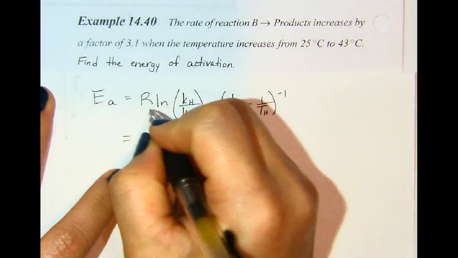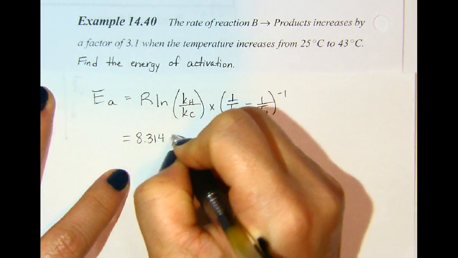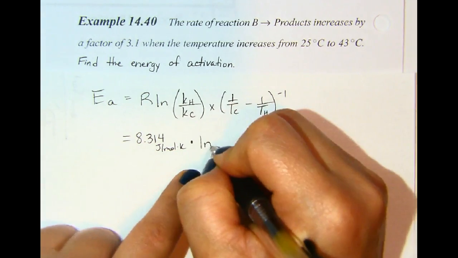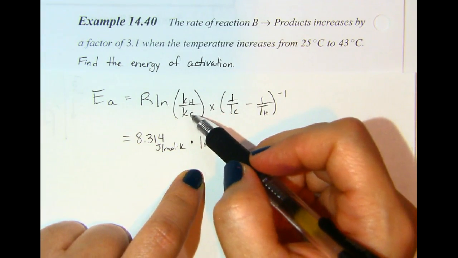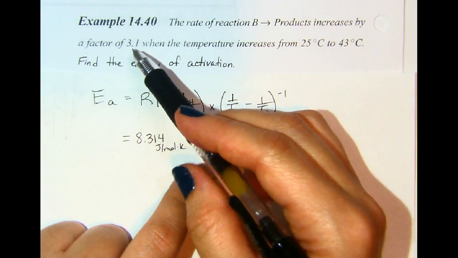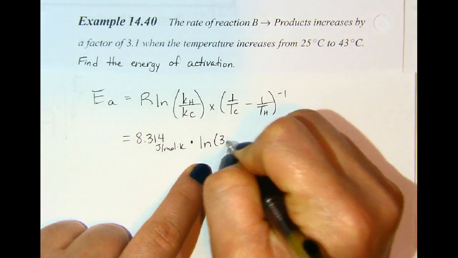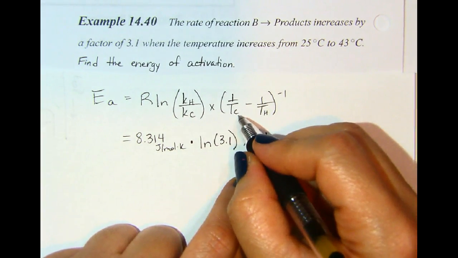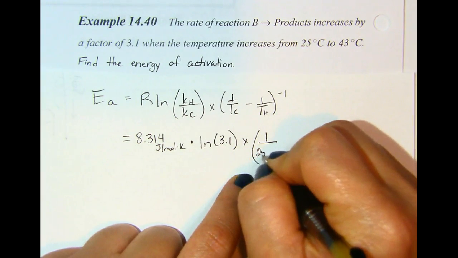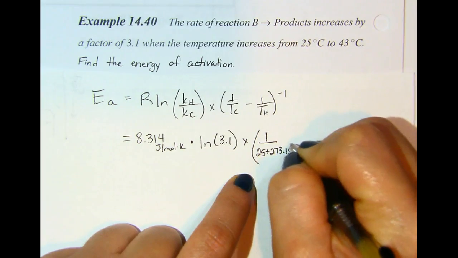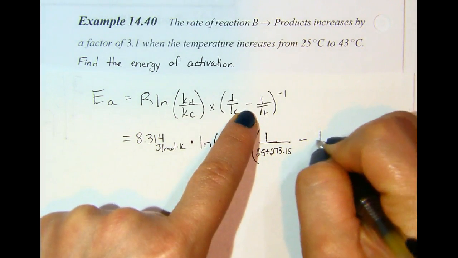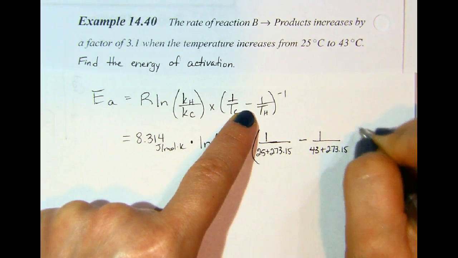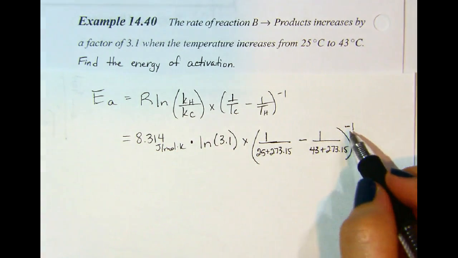The activation energy is going to equal R, which is 8.314, remember that's joules per mole Kelvin, times the natural log of KH over KC, which is the factor of 3.1, so you would take the natural log of 3.1, and then multiply times 1 over the colder temperature, which is 25 plus 273.15, and then subtract 1 over the hotter temperature, which is 43 plus 273.15. And all of that is going to be the inverse, taken to the negative 1.